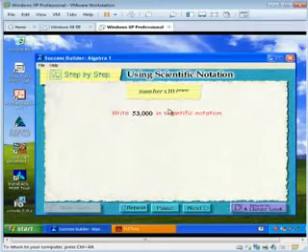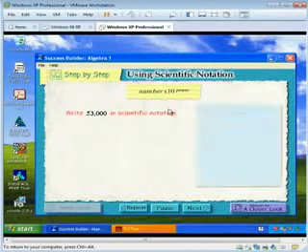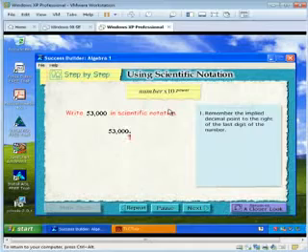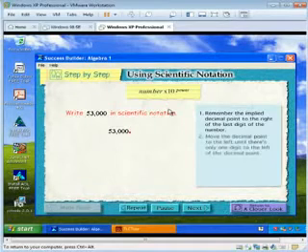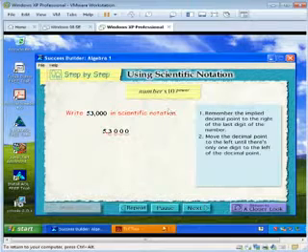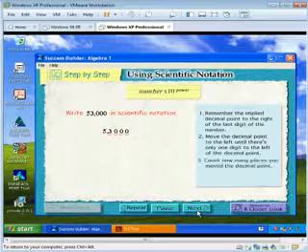Here's how to write a whole number in scientific notation. Remember that there's always an implied decimal point to the right of a whole number. We'll move the decimal point to the left until only one digit remains to the left of the decimal point. We need to count how many places we're moving the decimal point.